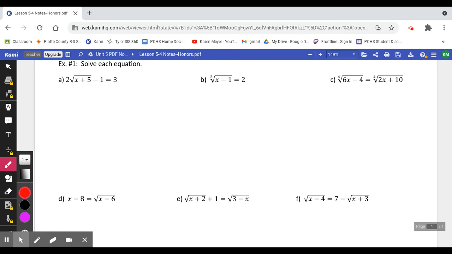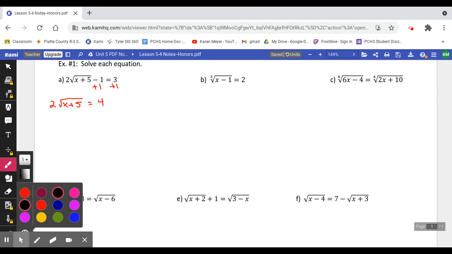So on example number 1a, first thing I want to do is get the square root by itself. So you always want to, just like when you're solving a regular equation, add or subtract the number at the end over first. So 2 times the square root of x plus 5, minus 1, equals 3. Then you're going to want to get rid of the coefficient in front of the root, and you will divide that away. So then you've got the square root of x plus 5 equals 2.